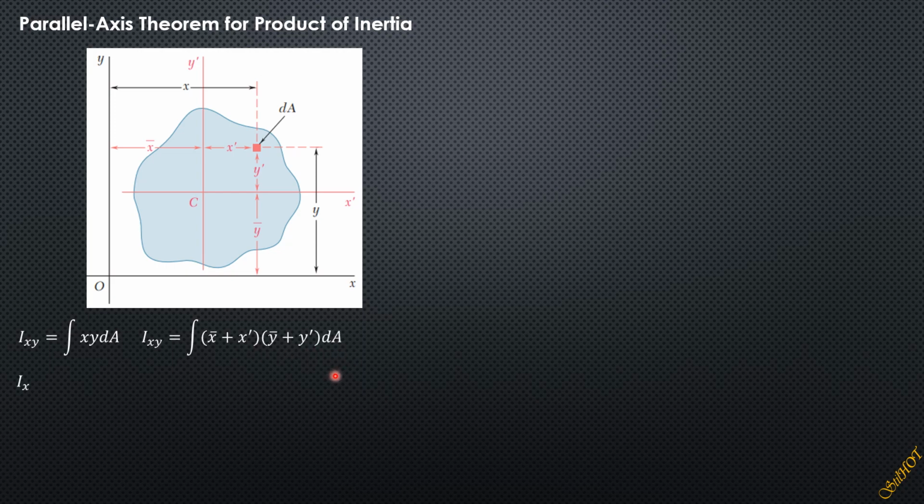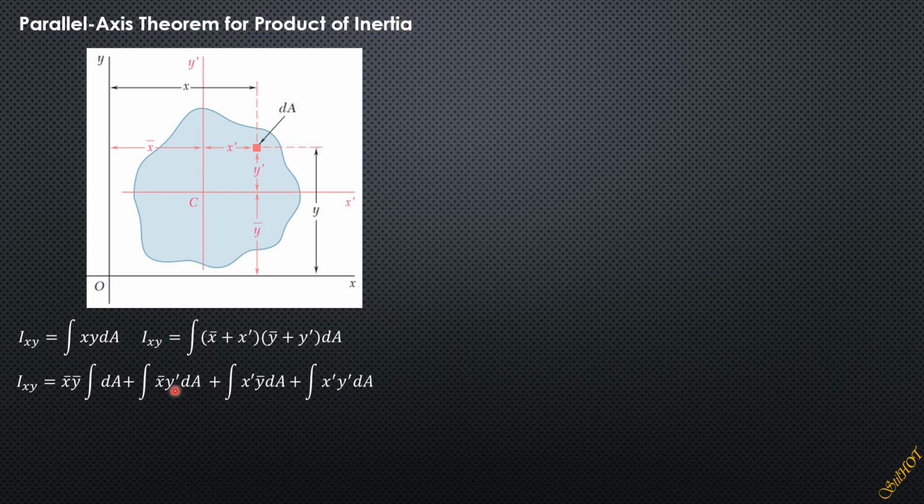So expanding, Ixy equals barred x barred y integral of dA, then plus, because barred x and barred y are constant, barred x integral of y prime dA. Take note, barred x is constant, so we only evaluate the integral of y prime dA. Then plus barred y integral of x prime dA, and take note that barred y is constant. Then we have the integral of x prime y prime dA.